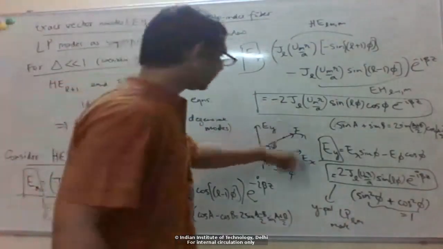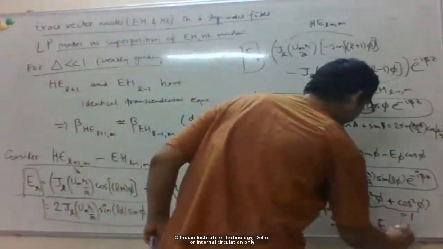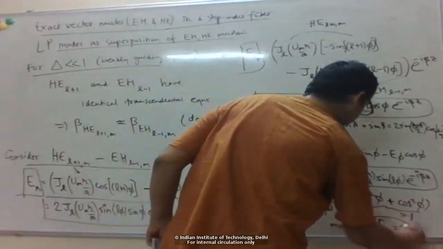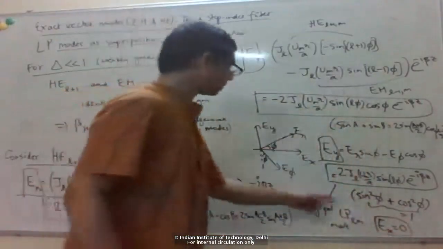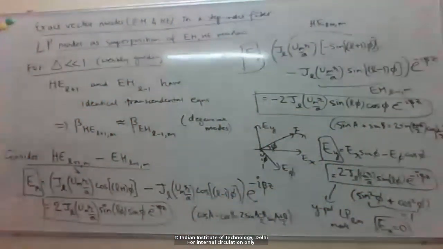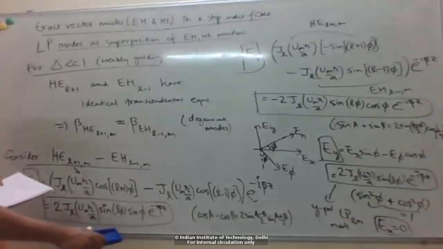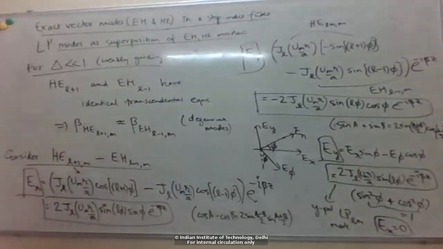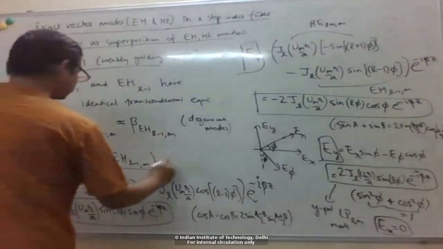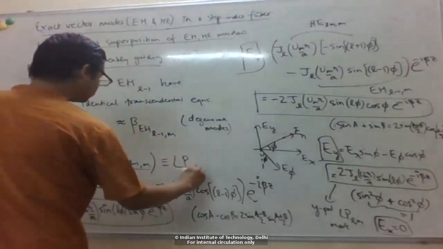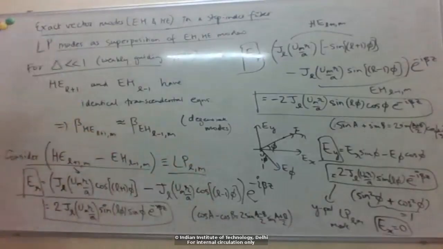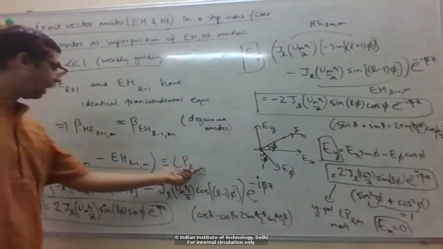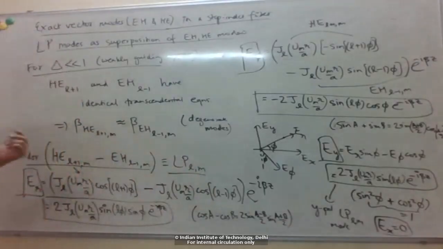Right, and you can check that EX will come out to be 0. So it's purely Y polarized, like for an LP mode. So basically what you said is that this combination gives me the LP-LM mode. So in general we can say that the LP-LM mode is some linear combination of the HE L plus 1 comma m and EH L minus 1 comma m.